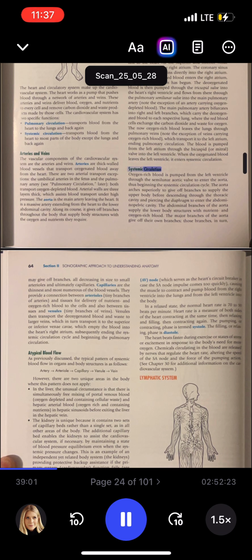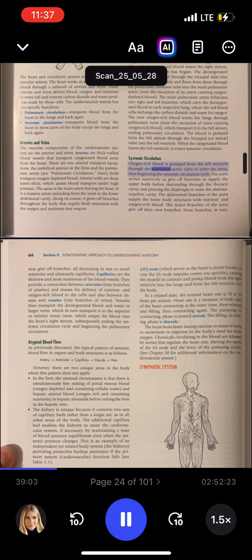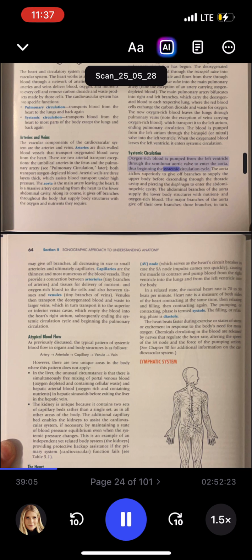Systemic circulation. Oxygen-rich blood is pumped from the left ventricle through the semilunar aortic valve to enter the aorta, thus beginning the systemic circulation cycle.